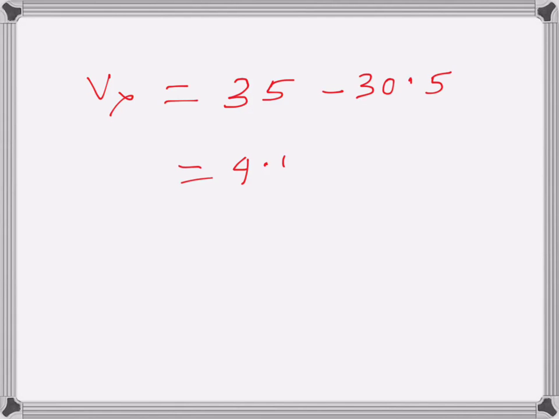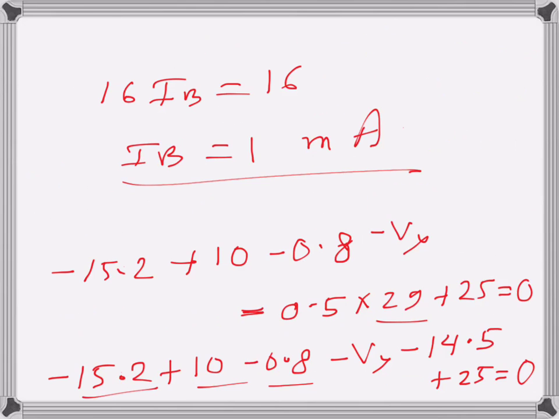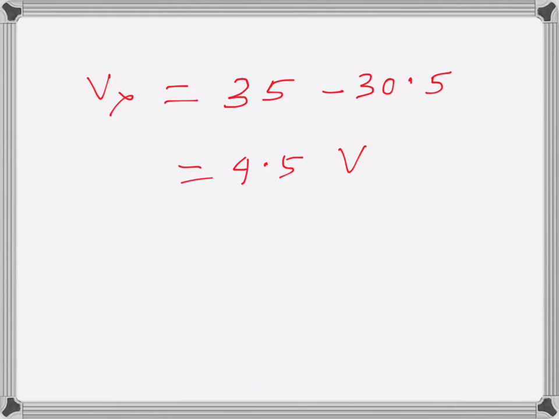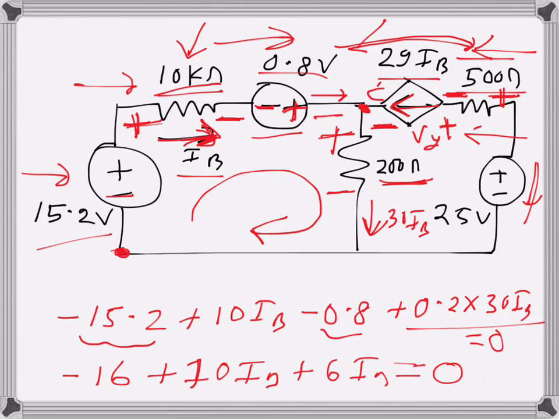So Vy is 4.5 volts. I get volts because the currents were in milliamperes and the resistances were in kilo ohms. There were two currents, this one and this one, both in milliamperes. It's a bit clumsy, but I hope it's understandable. So this is my desired voltage Vy. The direction is the same as the given one. Since the result is positive, the voltage drop is in this direction, and the value of Vy is 4.5 volts.